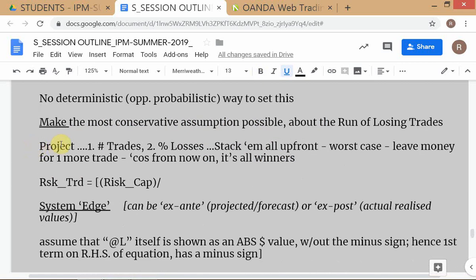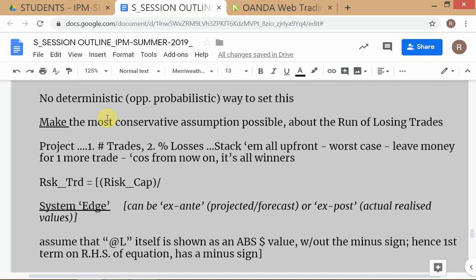So what we do is basically we make the most conservative assumption possible about the run of losing trades. Do you understand what we mean when we say conservative assumption? Most conservative assumption means the one which exposes us to the least risk of being wrong. So the least risk of being wrong.